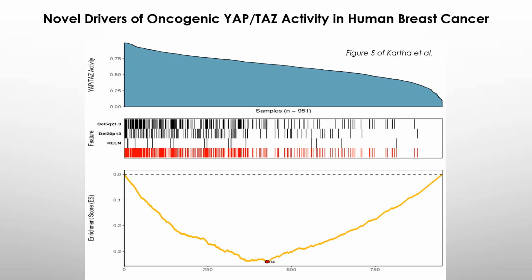In other words, CaDrA finds the combination of 2 deletions and 1 mutation to be the best predictor of YAP-TAZ activity in the BRCA dataset. This suggests they are important drivers of this molecular phenotype.